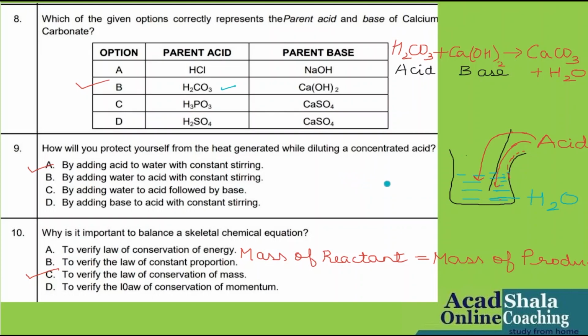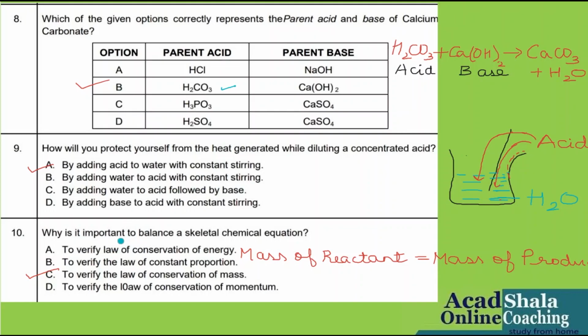So what I will do is add acid to water slowly with constant stirring. I had this prior knowledge. So according to my prior knowledge, now I will choose the best option out of the four. That means adding acid to water with constant stirring. So A is the best option among the four, and I have chosen it accordingly.